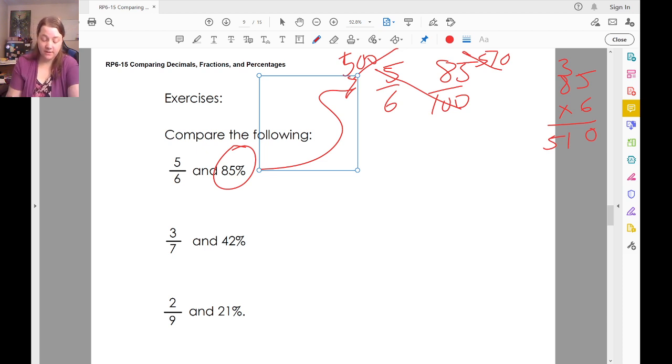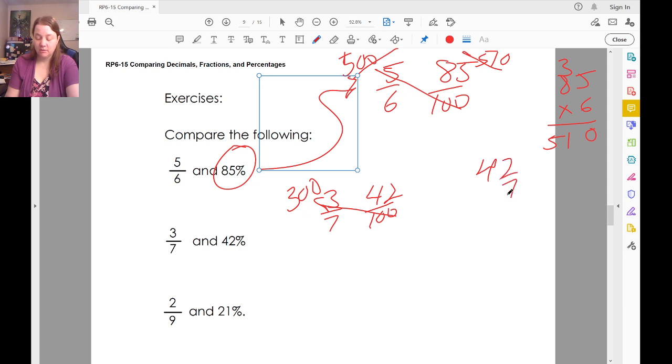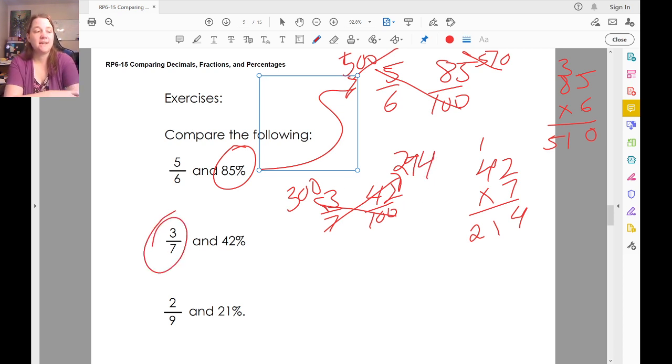For 3/7 and 42% or 42 out of 100, we know that 100 times 3 is 300. And 7 times 42, well, we probably don't know that one off the top of our head, but when we cross multiply, 7 times 2 is 14. 7 times 4 is 28, plus 1 is 29. 294 is smaller, so 3/7 is our bigger answer.